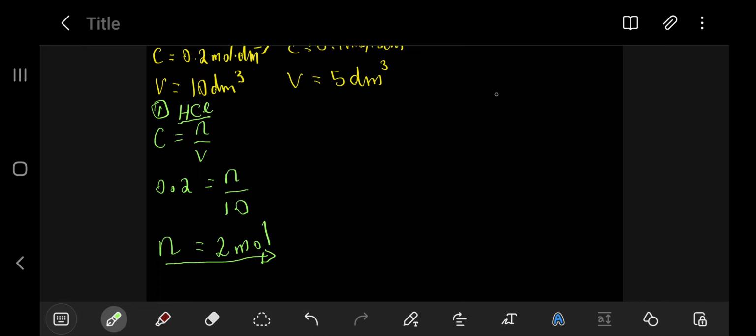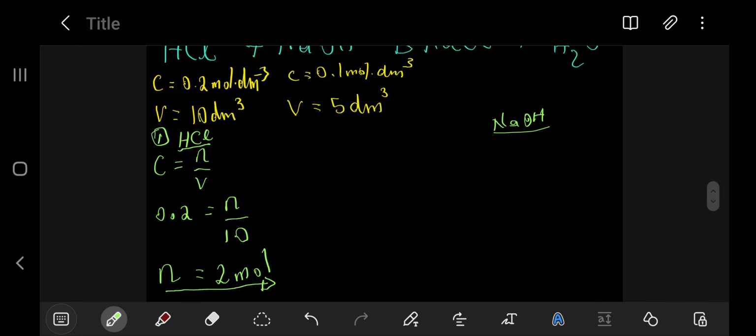And then you calculate the number of moles of the base, right? Looking at the information that is given, we're given concentration and volume. We still apply the same formula. Concentration is equal to n over V, right? And concentration is 0.1 and the volume is 5, right? Then that would be 0.1 times 5, and that is 0.5 moles.